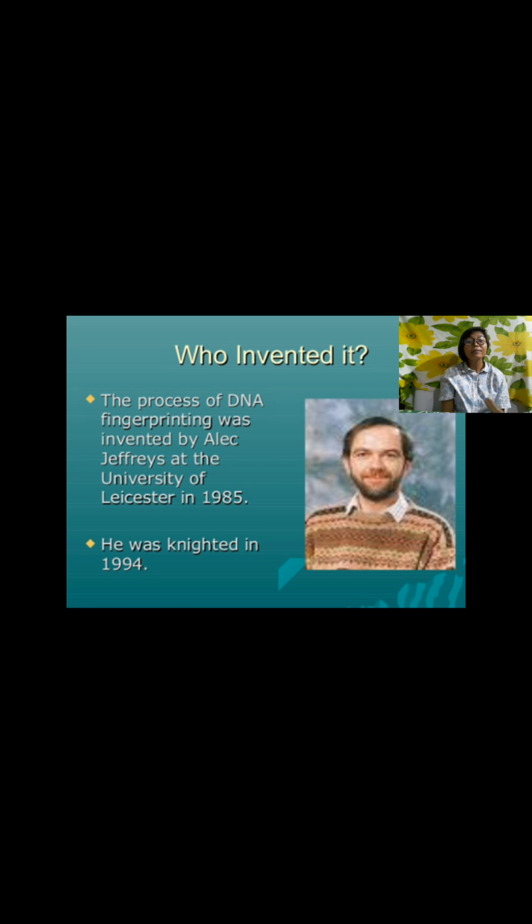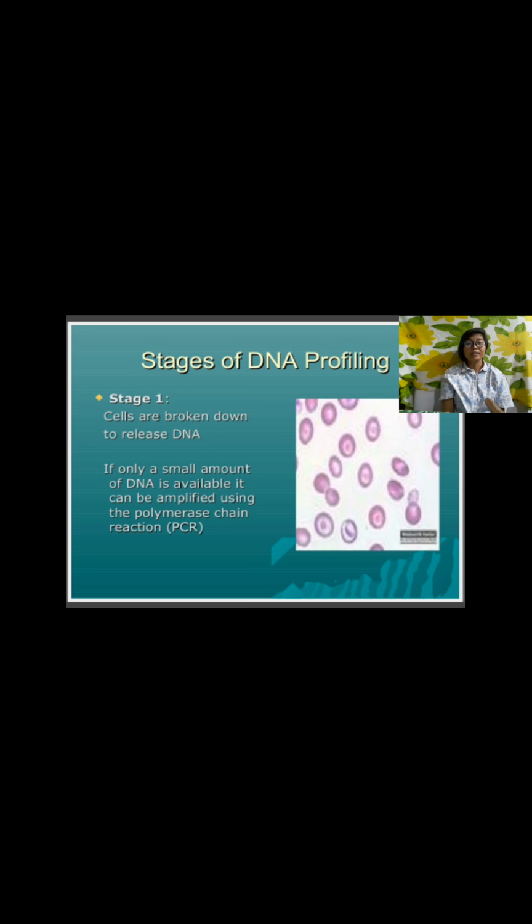Now, who invented it? The process of DNA fingerprinting was invented by Alec Jeffreys at the University of Leicester in 1985. He was knighted in 1994. And these are the stages of DNA profiling. Stage 1: cells are broken down to release DNA. If only a small amount of DNA is available, it can be amplified using the polymerase chain reaction or PCR.